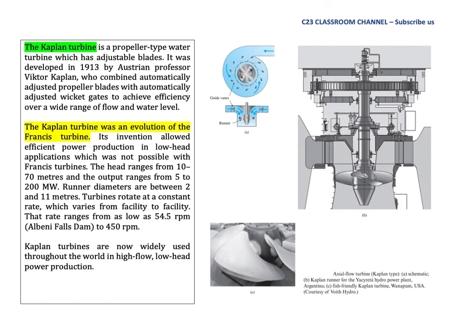The head ranges from 10 to 70 meters and the output ranges from 5 to 200 megawatts. Runner diameters are between 2 and 11 meters. The turbine rotates at a constant rate which varies from facility to facility. That rate ranges from as low as 44.5 rpm to 450 rpm. Kaplan turbines are now widely used throughout the world in high flow, low head power production.